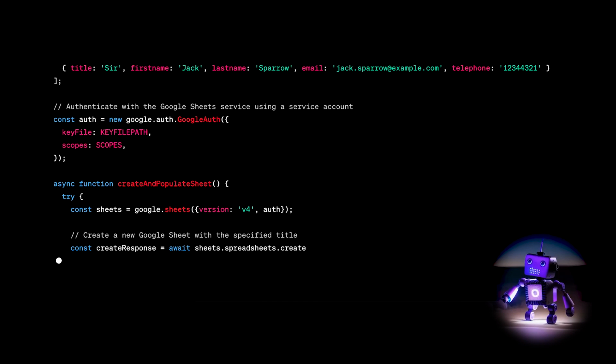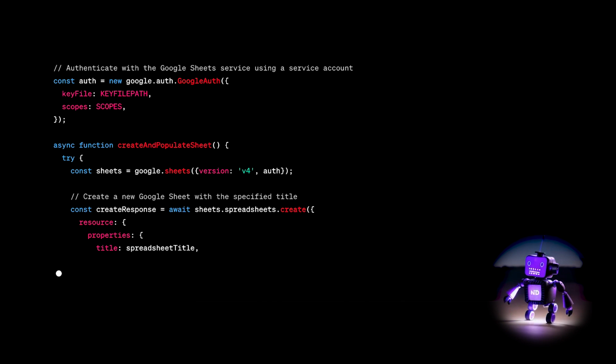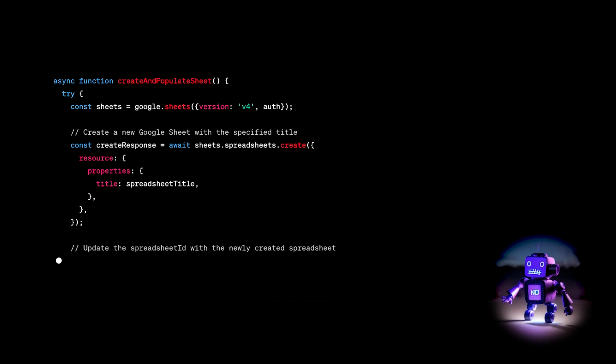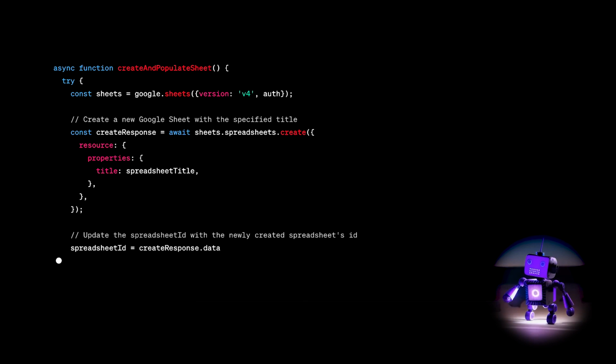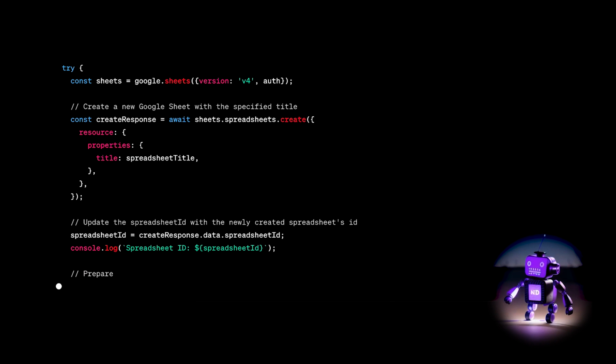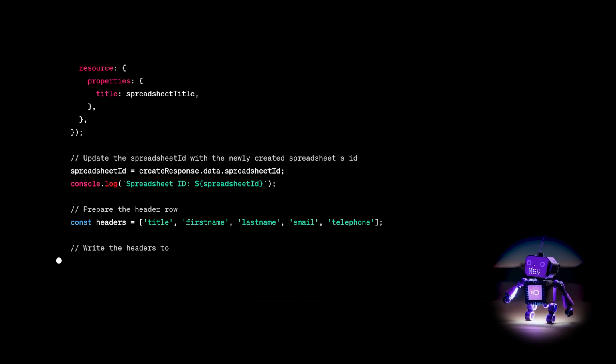google.sheets, version v4, auth. This line prepares our application to make requests to the Sheets API, specifying the version and authentication object. We then proceed to create a new spreadsheet by calling sheets.spreadsheets.create. This method expects a resource object where we can define properties of the spreadsheet, such as its title.